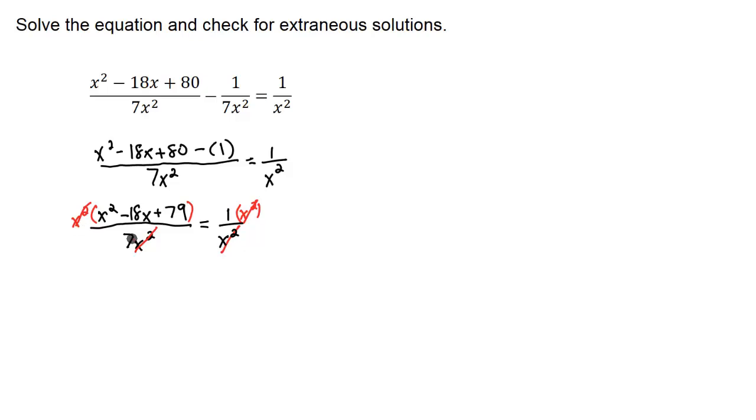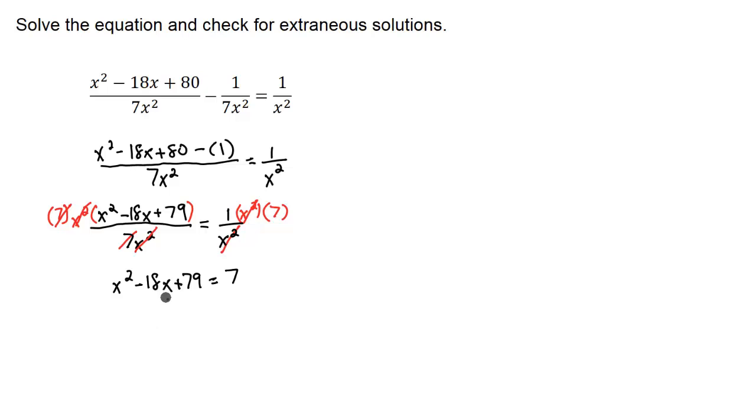Now we also have to get rid of the 7. So I multiply the left side by 7. 7 over 7 goes away. I have to multiply the right side by 7 as well. And now on this left side I'm left with my trinomial x squared minus 18x plus 79. On this right side I'm left with 1 times 7, which is just 7.